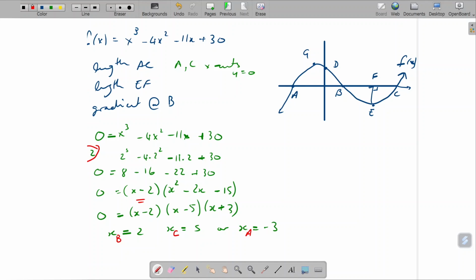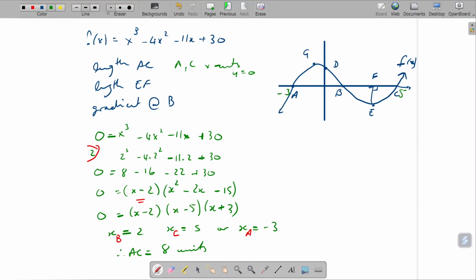And as a result, I should be able to realize that the length of AC is going to be 8 units long. From −3 on the x-axis across to 5 on the x-axis is 8 units in length.